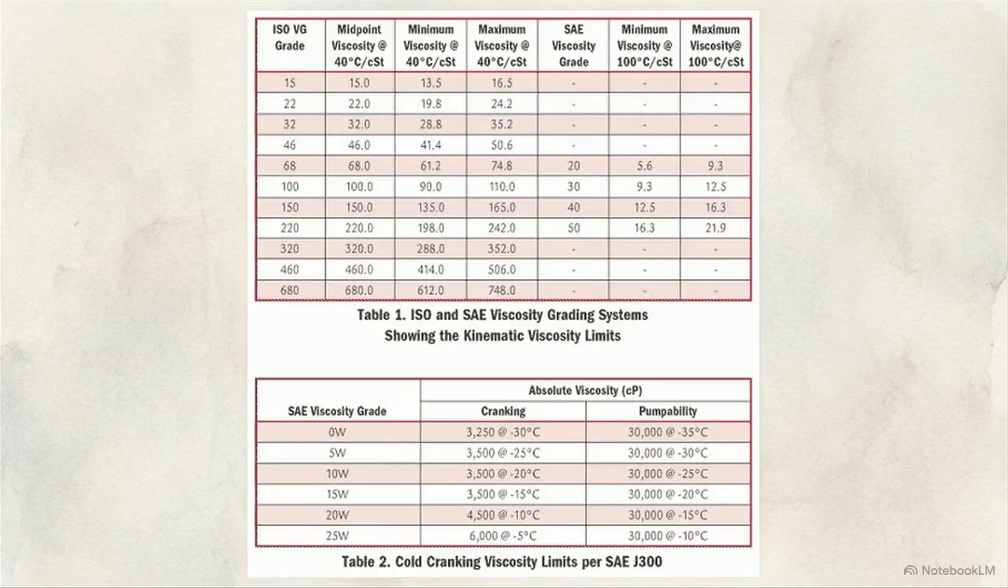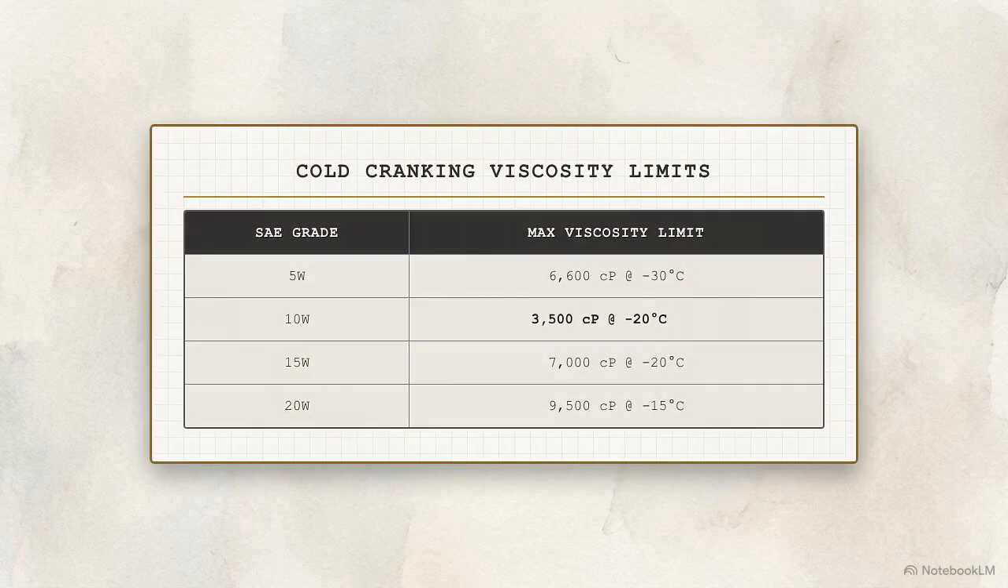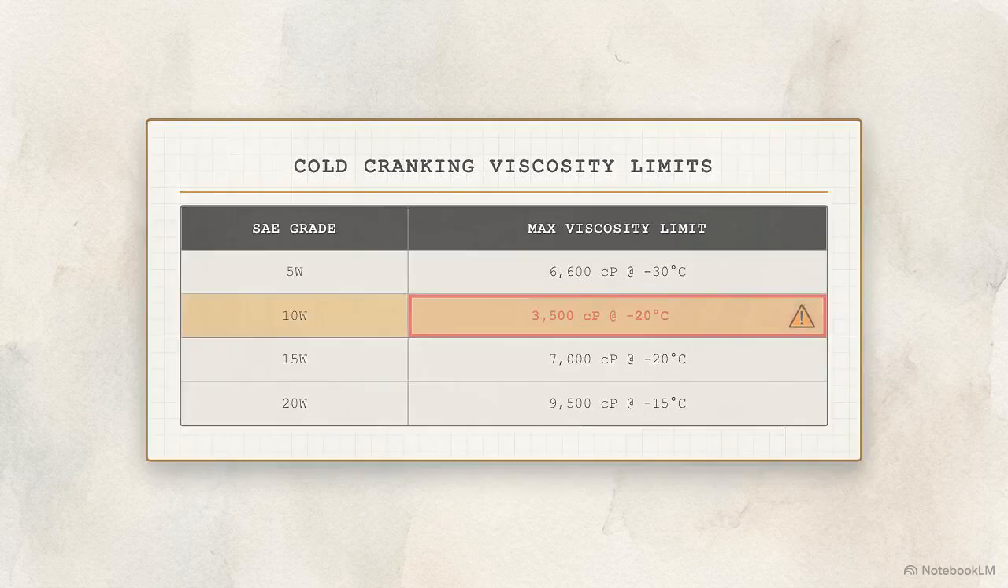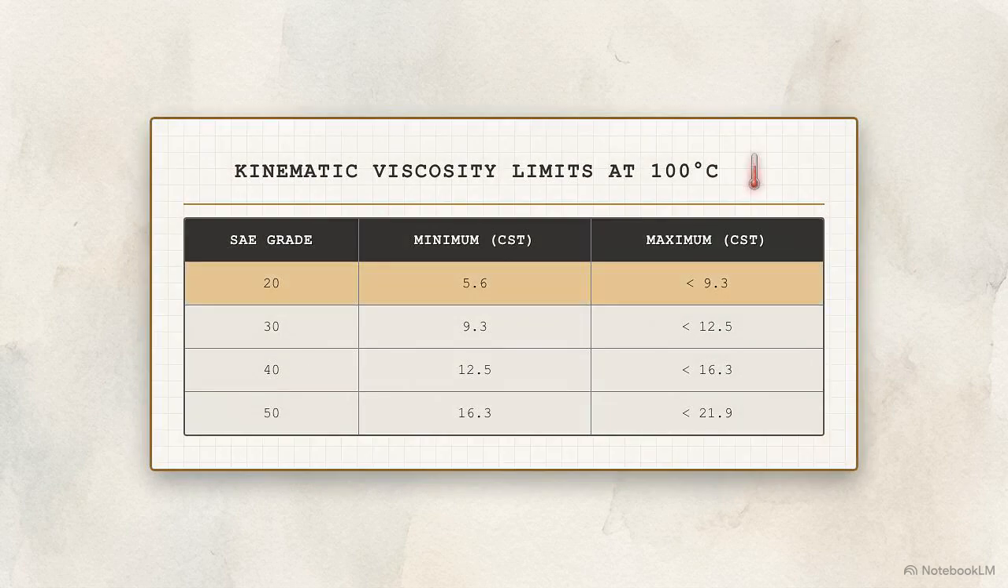This chart details cold cranking viscosity limits. The first number in a multigrade oil, like the 10 in 10W, represents its winter rating. It must remain thin enough at sub-zero temperatures to allow the engine to crank safely. Looking at the 10W row, the absolute viscosity limit is capped at 3,500 centipoise at minus 20 degrees Celsius. Exceeding this means the fluid is too thick to pump, resulting in a dry engine start.